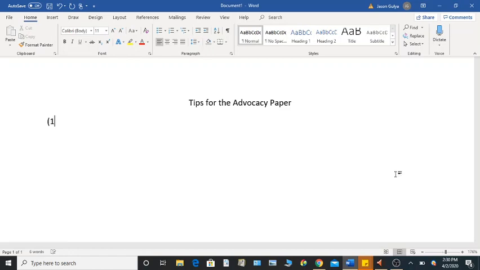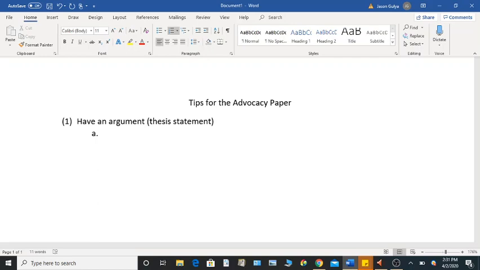So the first thing I want to say, as just kind of a general tip, is keep in mind that the goal of these advocacy papers is to really have an argument or a thesis statement. So for these papers, the idea is that we are advocating for something, and all that means is that we are pushing for a particular position or perspective.